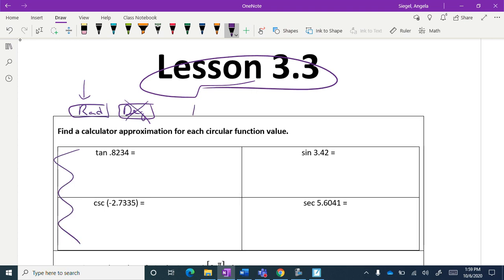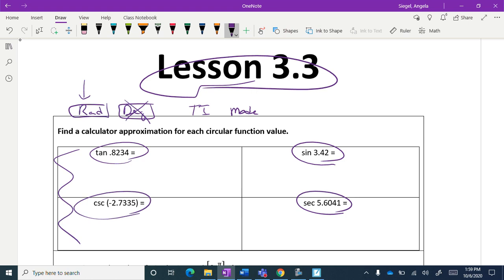If you have a TI calculator, go to mode, and you will see radians and degrees on it. Just make sure that it's in radian mode. So I'm switching mine over right now, and we're going to go ahead and get started. Go ahead and type all four of these in your calculator, just the same way that we would if it's in degree mode. So go ahead and do that, and we'll compare it.